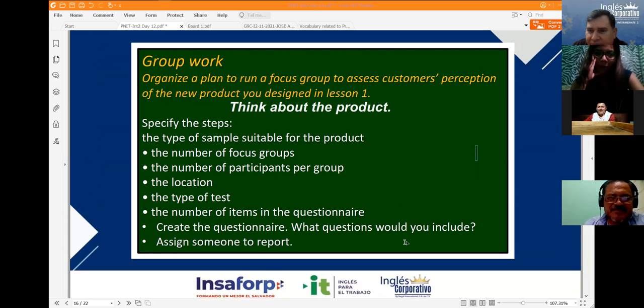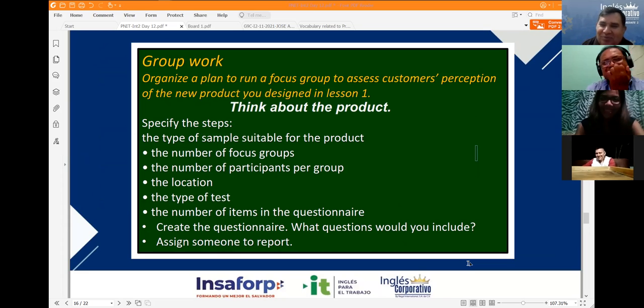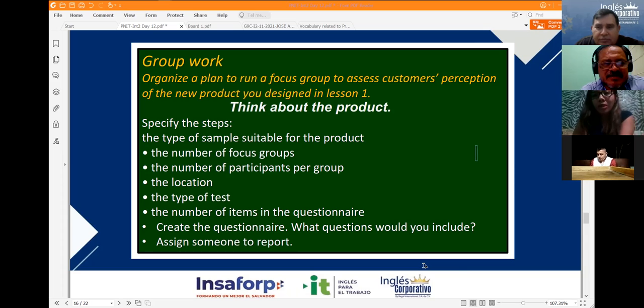But if you want, I will present. Okay. Yes, please. We discussed with Ana Delmi, Don Ignacio, and Karina. We talked about the airbag. The first is the number of focus groups. We decided we have five groups, and we divided it into the next items. The second is the number of participants per group. We decided in the marketing group, three persons.